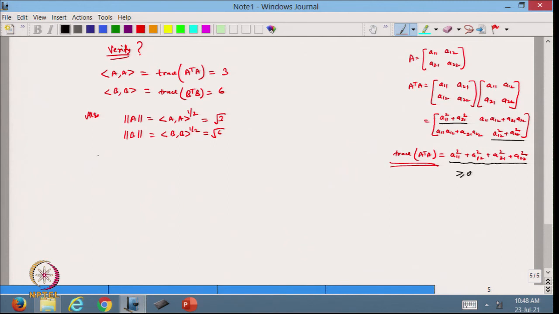So I can say from here the properties, or axioms, to be satisfied. The first one is that the inner product of A with itself is always positive, and if this inner product is 0, it implies that A is 0. So that is true, that all the elements should be 0.